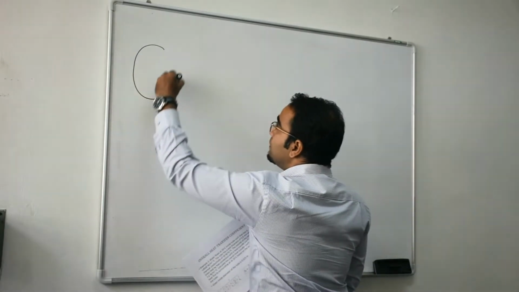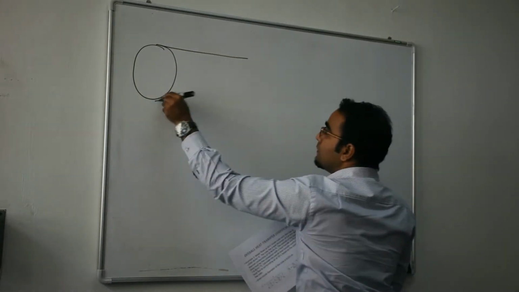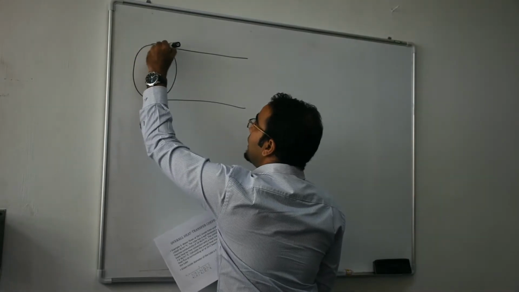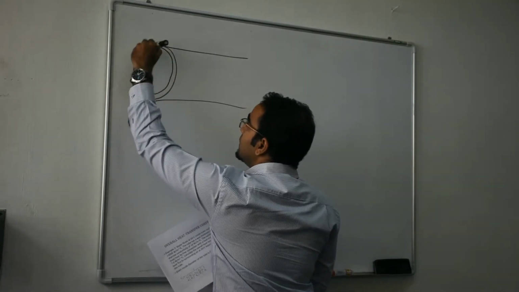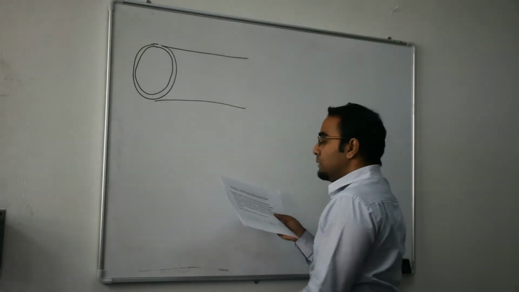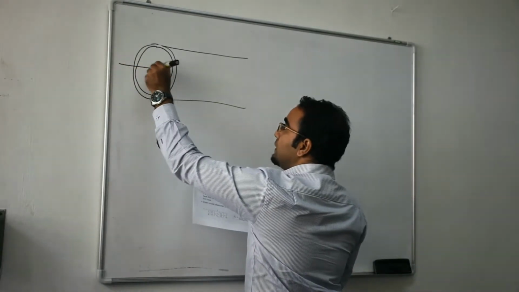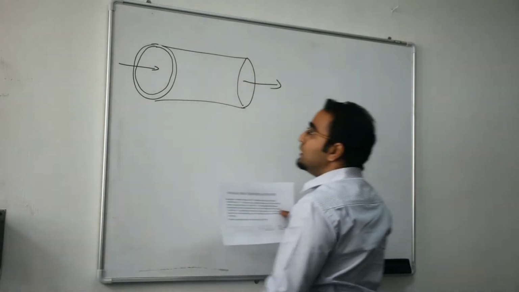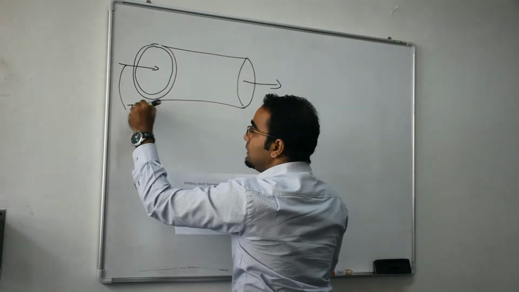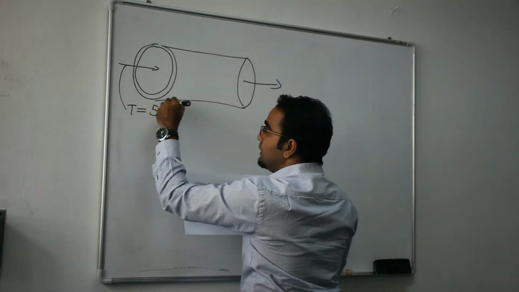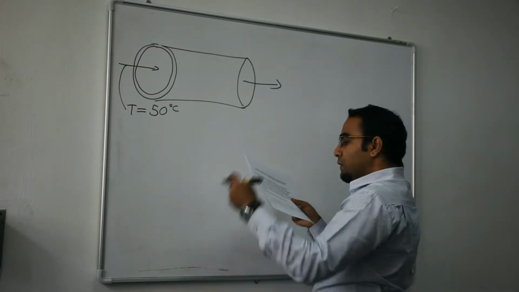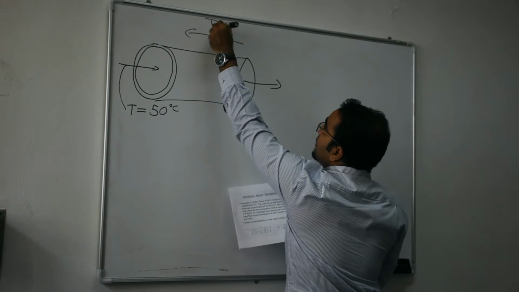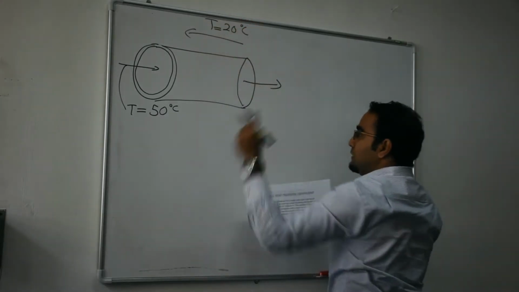So we have a tube, and the tube has a thickness of 0.8 mm, so we can say that this is the thickness of the tube, and water is flowing inside the tube. Hot water. So the temperature of the water is T equal to 50 degrees Celsius, and on the outside air is flowing at the temperature of T equal to 20 degrees Celsius.